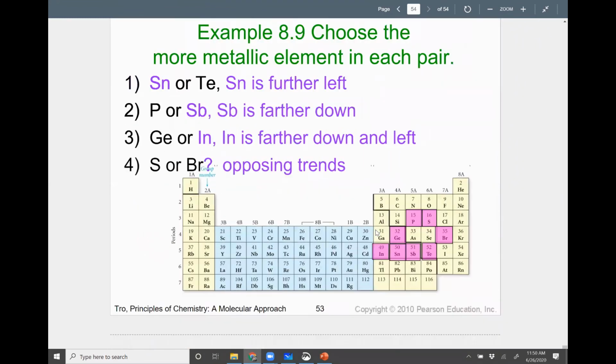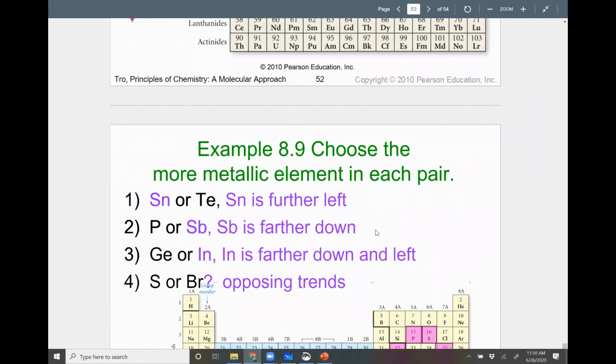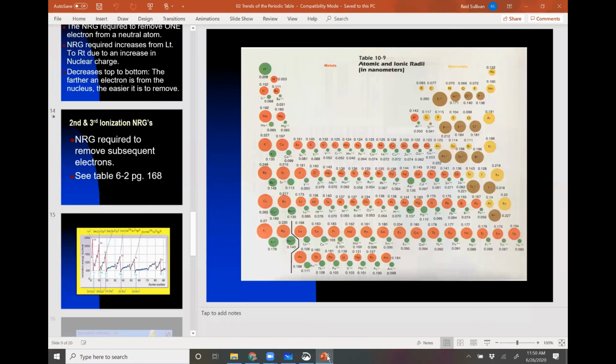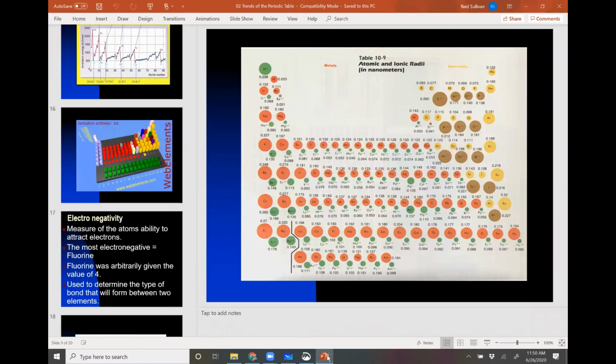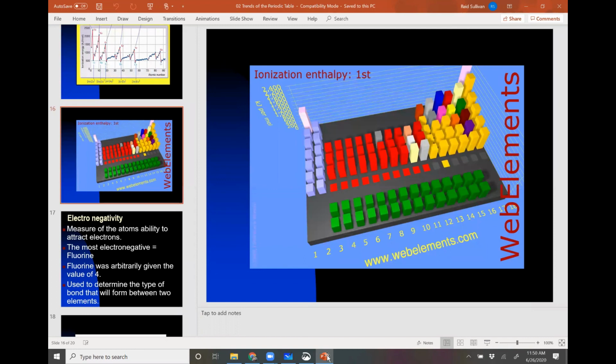What we are going to get into is electronegativity, which this one doesn't have a lot of information on. So let's just go ahead and jump over to this one. Here's another cool graph of ionization energy. Kind of shows you all the ones on the periodic table there.